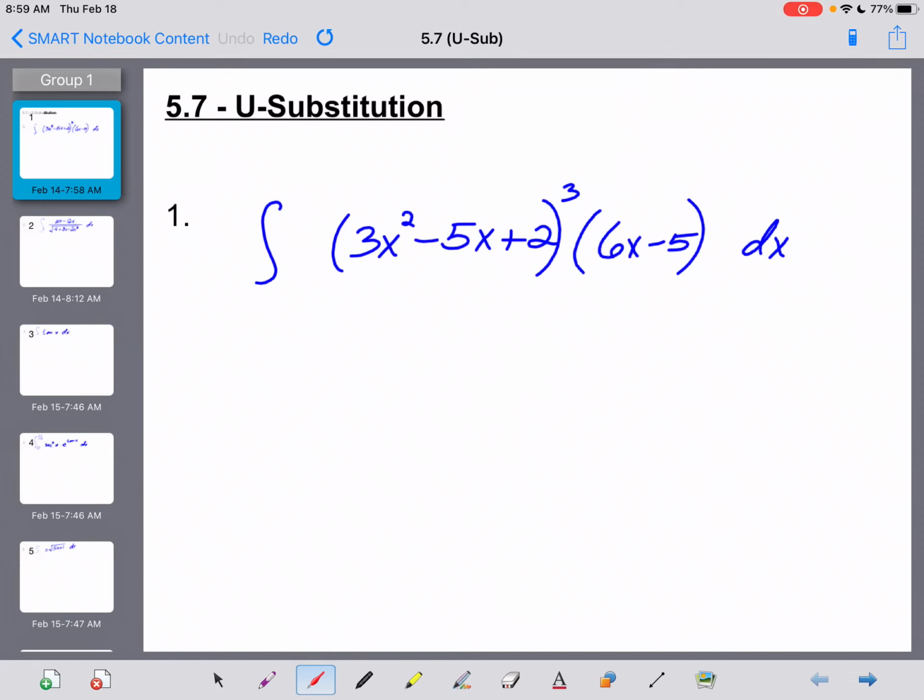All right, AP Calc 5.7 deals with a concept called U substitution. This is one of the two big methods that we have for evaluating integrals that are a little bit more complicated beyond what we've been seeing up to this point. Up until now, we have basically been able to evaluate integrals by simply reversing the process of differentiation.